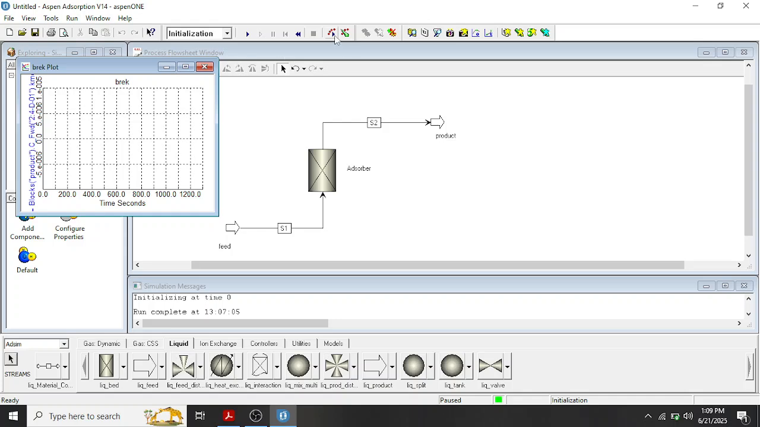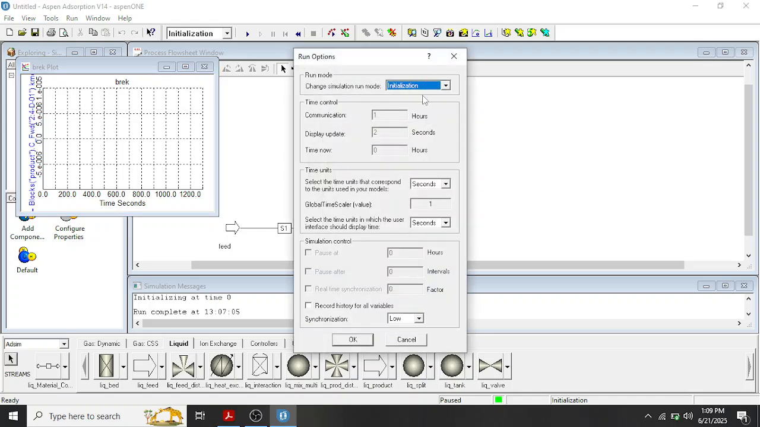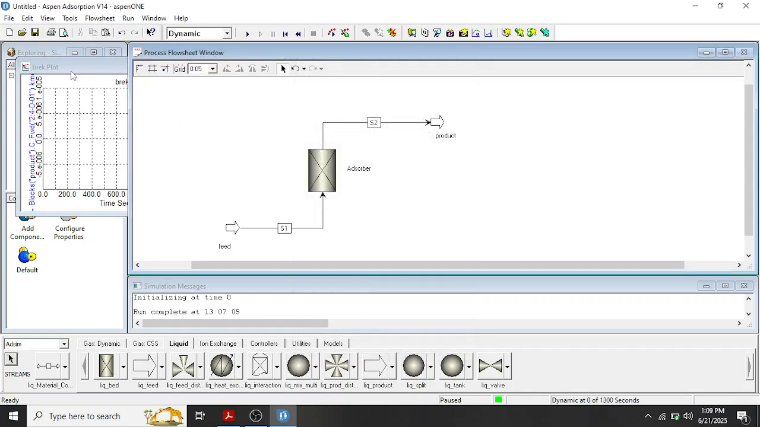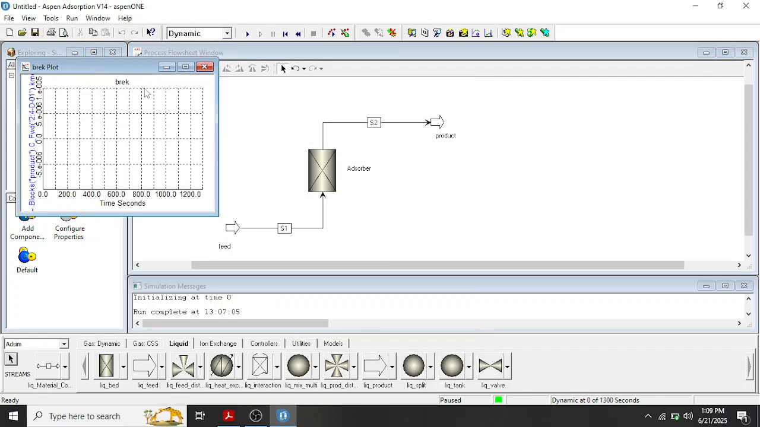Now we will go to the run option, and here this is initialization. So I want my simulation to go to the dynamic. I want to run my simulation from 0 second to 1300 second. So here you can see 1300 second, pause it at 1300 second. Okay, I'm pausing it. So this is the breakthrough curve.